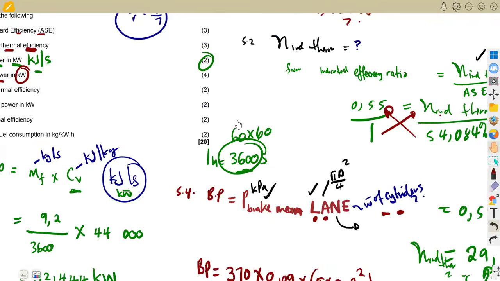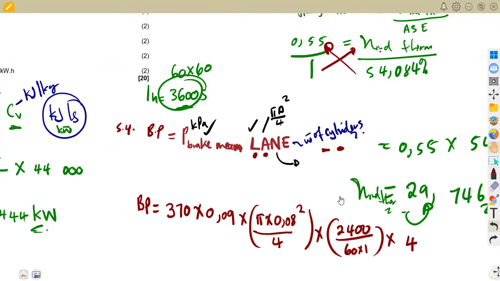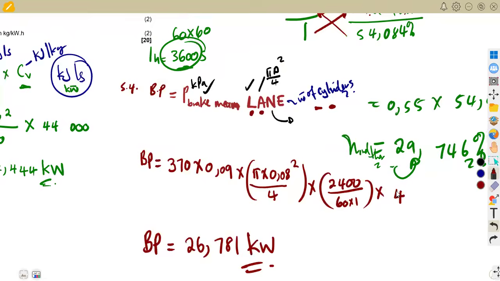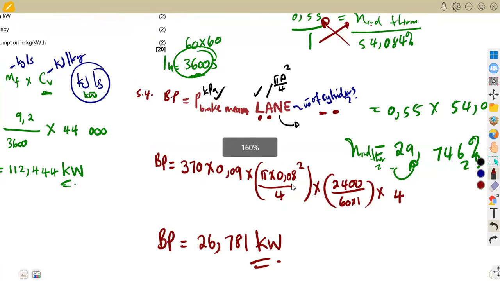So it's not always that you're going to use the 2 pi N T over 60. Sometimes we can use this when you're given the brake mean effective pressure. So that means our brake power was going to give us something like 781 kilowatts. So that is our brake power in that case, to 3 decimal places.